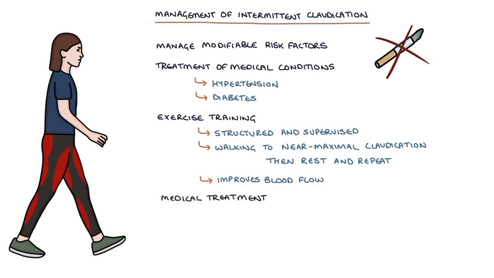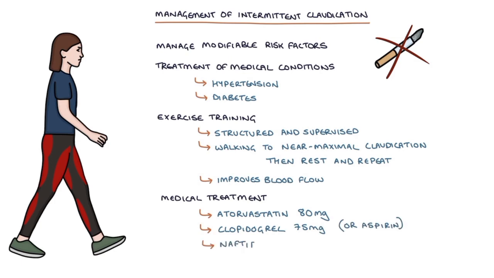Medical treatments involve atorvastatin 80 mg, clopidogrel 75 mg once a day, and aspirin can be used if clopidogrel is unsuitable, and a medication called naftidrofuryl oxalate, which is a 5-HT2 receptor antagonist that acts as a peripheral vasodilator, improving the blood flow to the peripheral tissues.